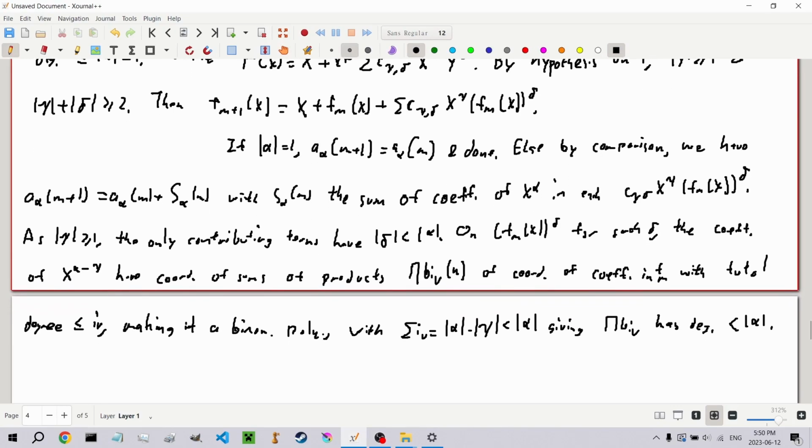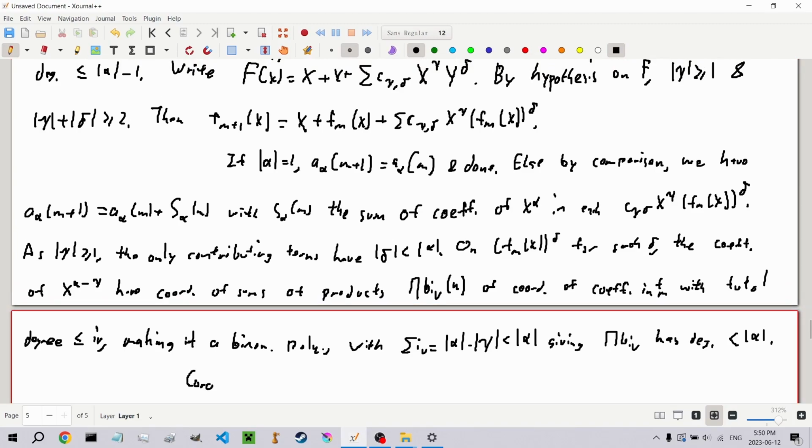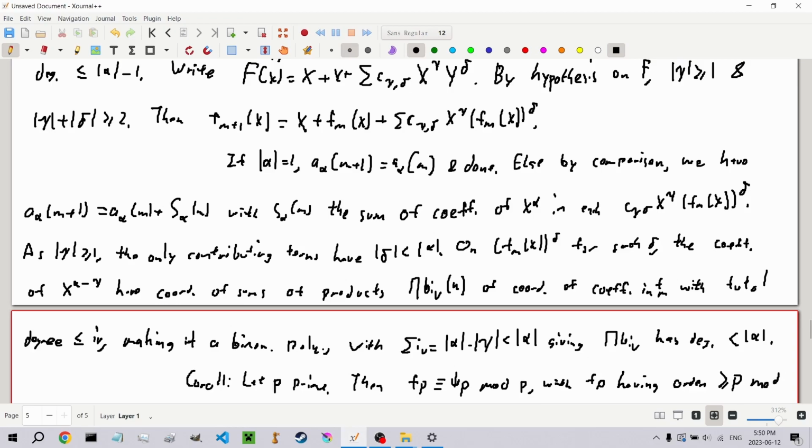We have a corollary. Let p be prime. Then f of p is conjugate to phi of p mod p, with f_p having order of at least p mod p. Alright, and now we're done this chapter.